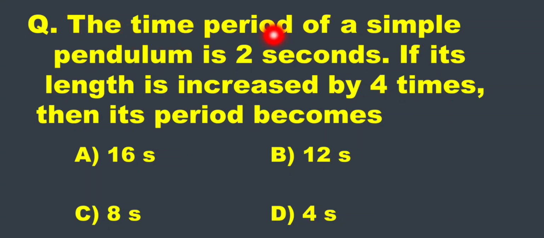The time period of a simple pendulum is 2 seconds. If its length is increased by 4 times, then its period becomes A. 16 seconds, B. 12 seconds, C. 8 seconds, D. 4 seconds.